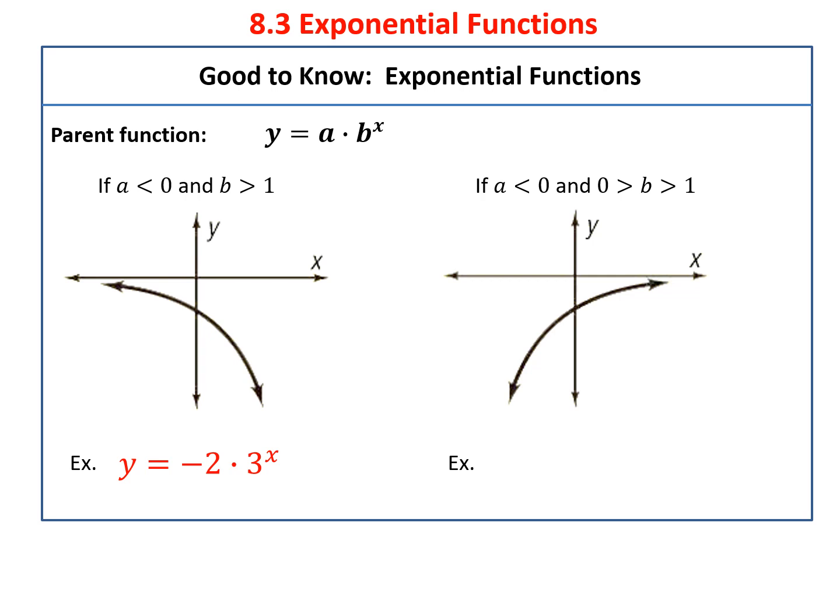On the other hand, if a is less than 0 and this time I am multiplying it by a fraction, in this case minus 2 times 1/3 to the x, you see that it goes from left to right going up, but it never gets to be a positive number.